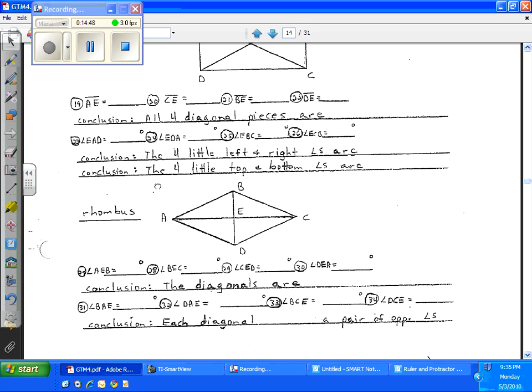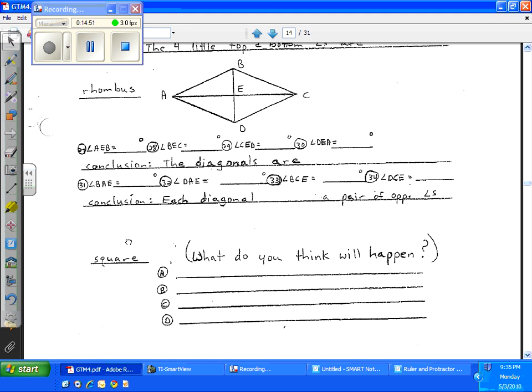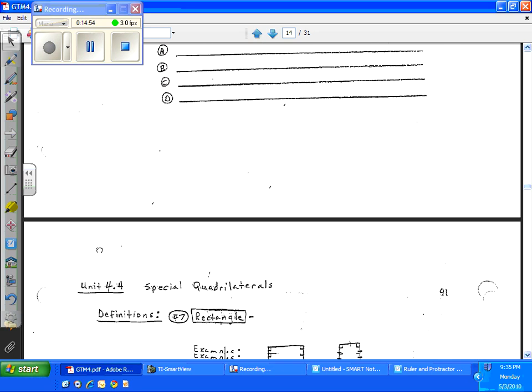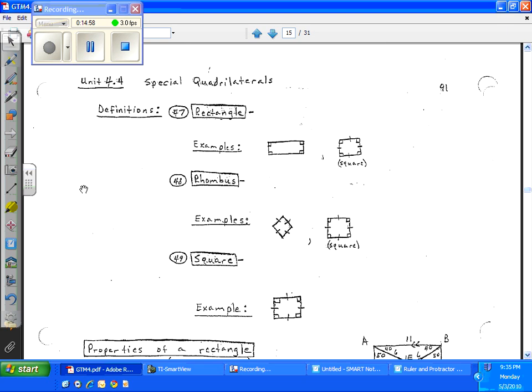And we will discover in this process the rules to the next lesson, which are going to be the special properties of special quadrilaterals of unit 4,4.